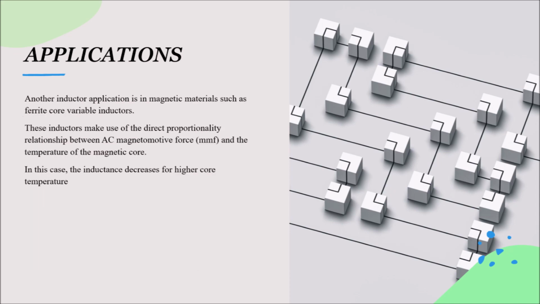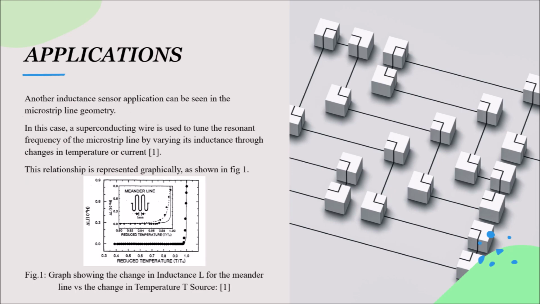Another inductor application is in magnetic materials such as ferrite core variable inductors. These inductors make use of the direct proportionality relationship between AC magnetomotive force and the temperature of the magnetic core. In this case, the inductance is seen to vary slightly with the corresponding core temperatures and control current, typically decreasing for higher core temperatures.